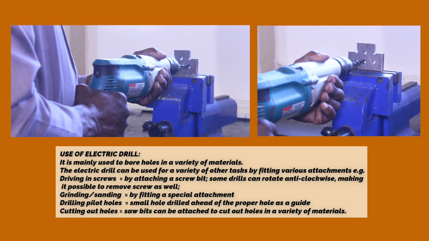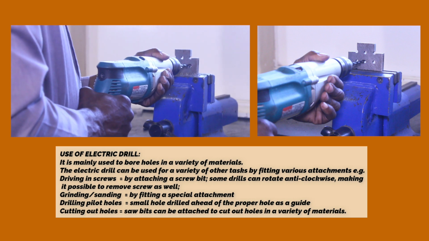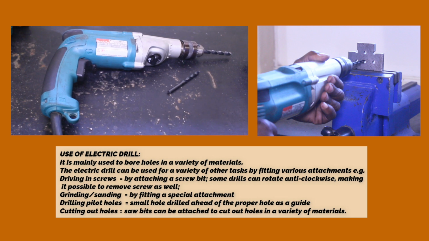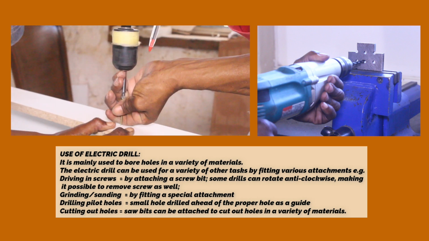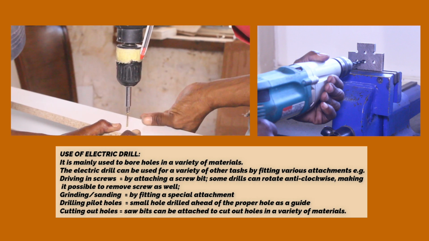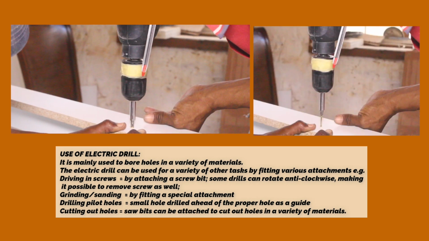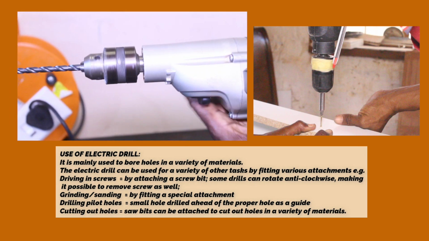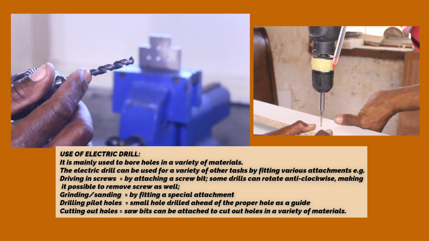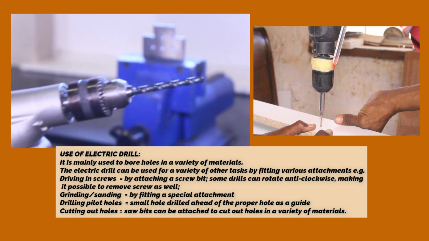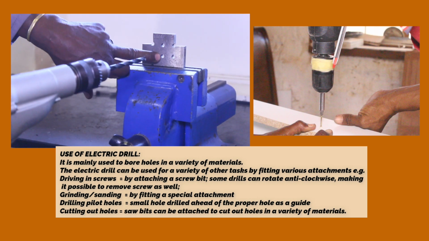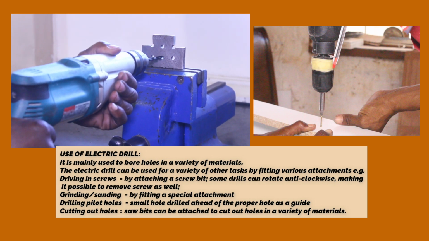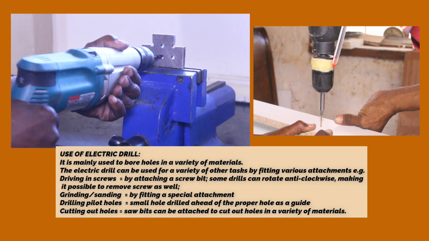The electric drill can be used for a variety of other tasks by fitting various attachments. For example, 1. Driving in screws. By attaching a screw bit, some drills can rotate anti-clockwise, making it possible to remove screws as well. 2. Grinding or sanding, by fitting a special attachment. 3. Drilling pilot holes. A small hole drilled ahead of the proper hole as a guide. 4. Cutting out holes. Saw bits can be attached to cut out holes in a variety of materials.